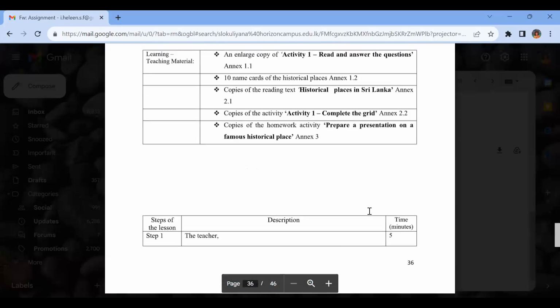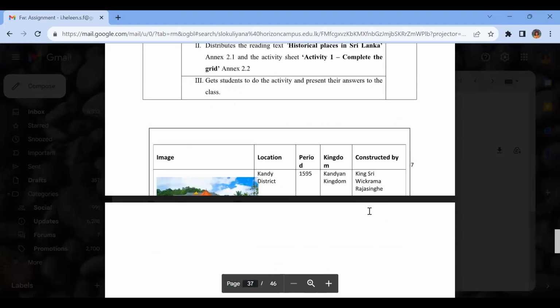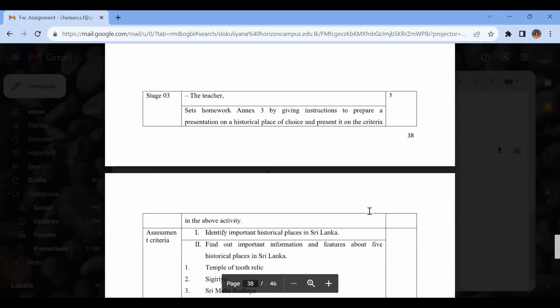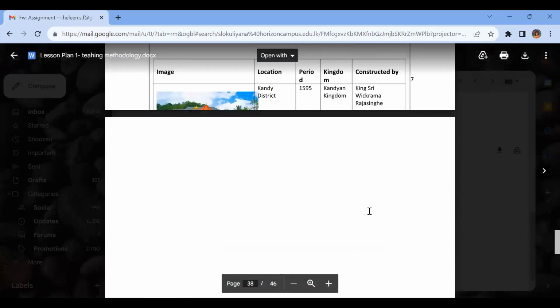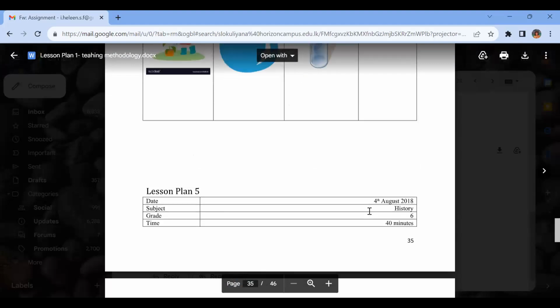Right. What is your preference? English one? Science? Environmental studies? English, Science. I think science is easier than English.